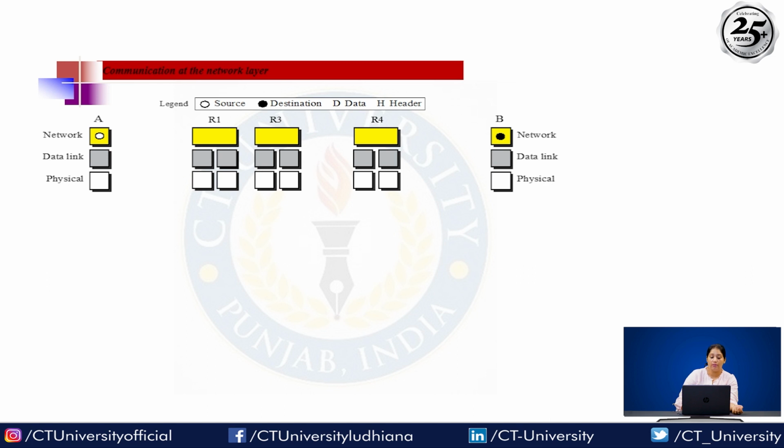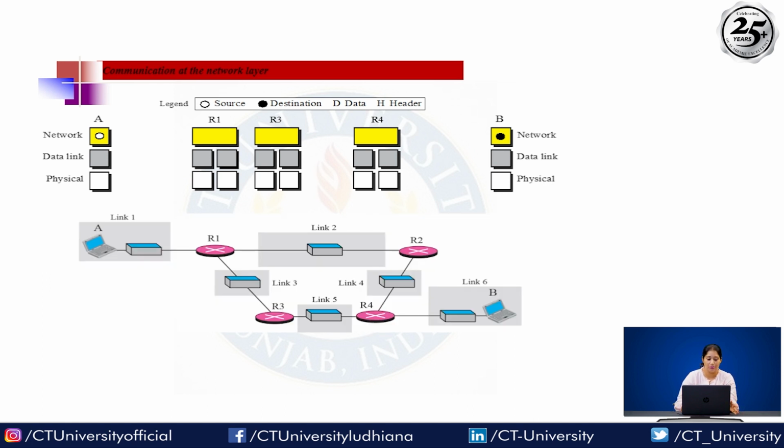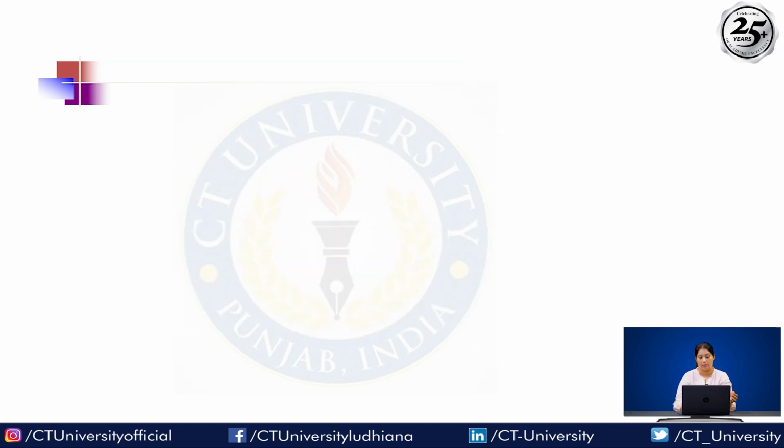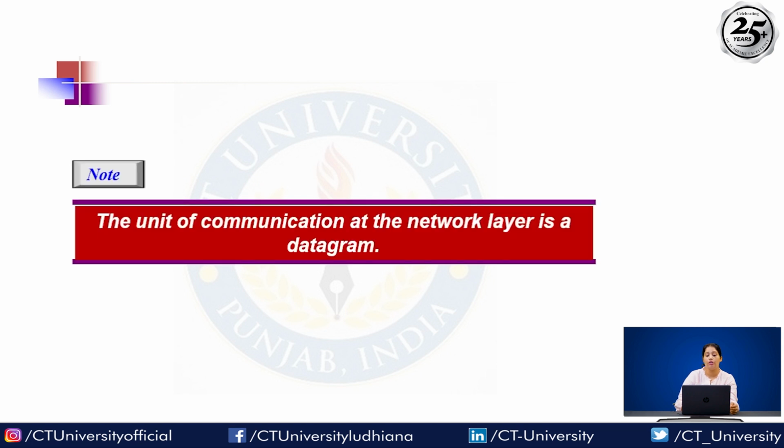Now on the network layer you can see the same thing, but there are 3 layers on the A side and the B side also. The same route will be followed, but it makes sure that these devices are connected. It makes sure that data moving from device A to device B is accurate on the devices. The unit of communication at the network layer is a datagram.